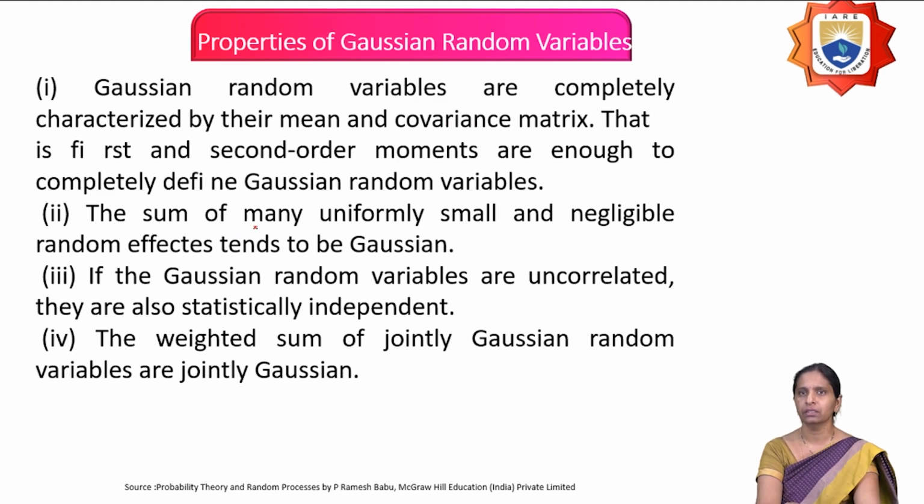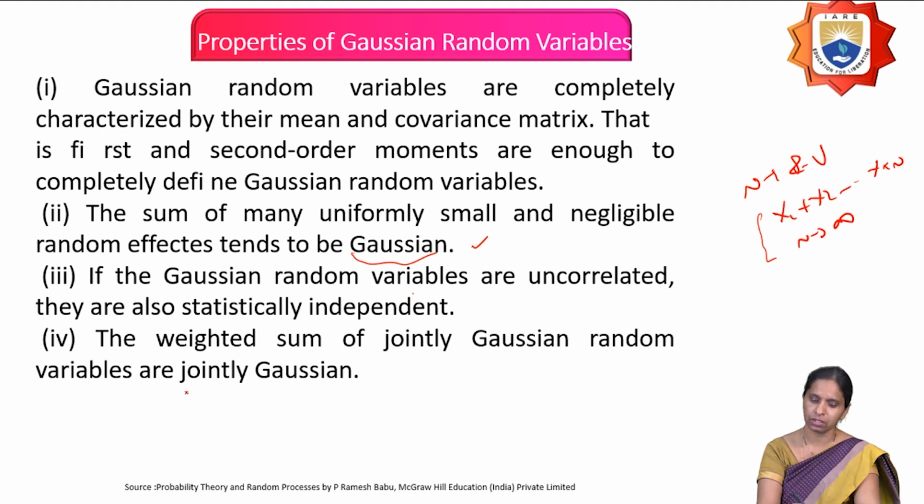With the second property, the sum of many uniformly small and negligible random effects tends to be Gaussian. For example, we take n random variables and add them. If n tends to infinity, then the density function of the sum approaches the Gaussian density function. The third property states that if the Gaussian random variables are uncorrelated, then they are statistically independent. And the fourth property states that the weighted sum of jointly Gaussian random variables is again jointly Gaussian. What does it mean?